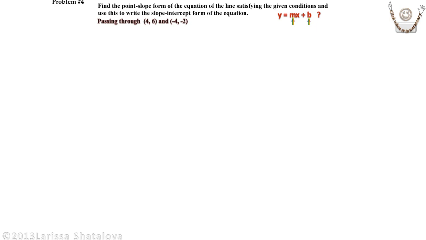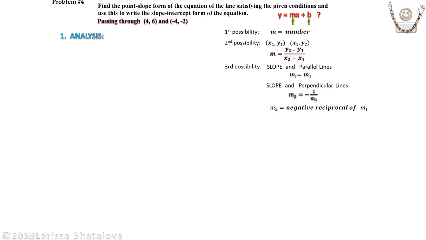Analysis. We are looking for slope. We have 3 possibilities: the first possibility if slope is known, second possibility if we have 2 points, and third possibility if we have parallel or perpendicular line. In our case we have 2 points, so it tells us that we have to use second possibility in order to find slope, because we have 2 points.